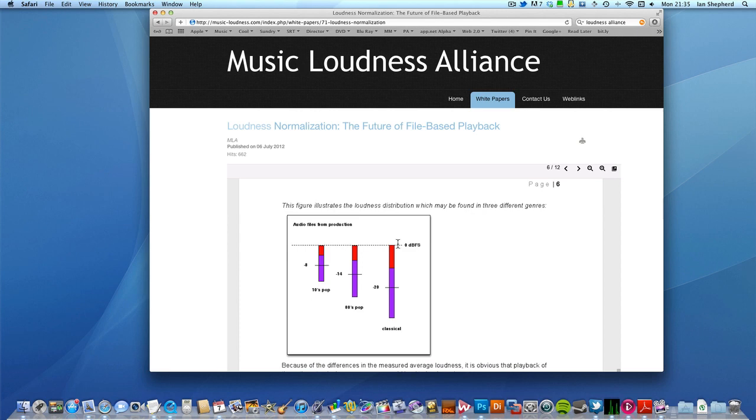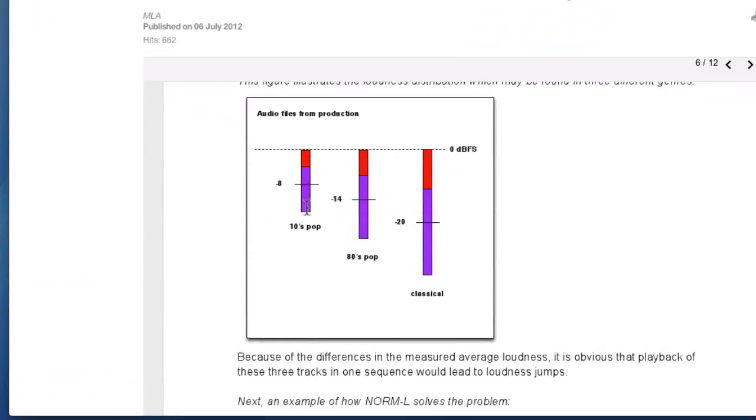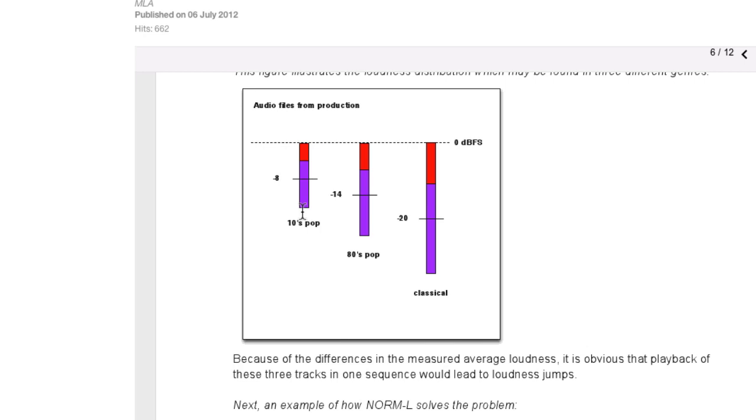Most people find it very annoying when the loudness of music varies dramatically when they're listening in iTunes or on an iPod or wherever. But anybody who doesn't like the idea of having their loudness matched can always turn it off. This white paper has a couple of graphs in it that illustrate it really nicely. If you look here, you can see the examples of a piece of year 2000 pop, a piece of 80s pop, which has a lower average level and more dynamic range, and for example, a piece of classical music.